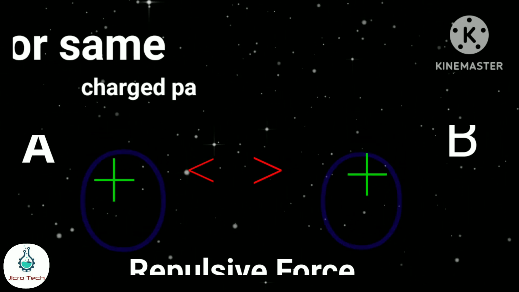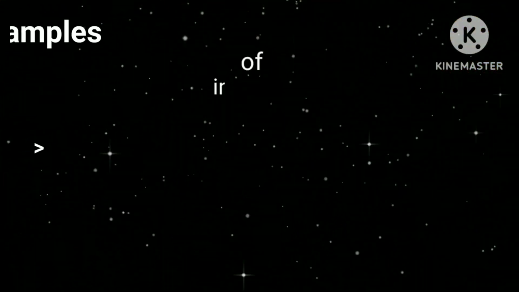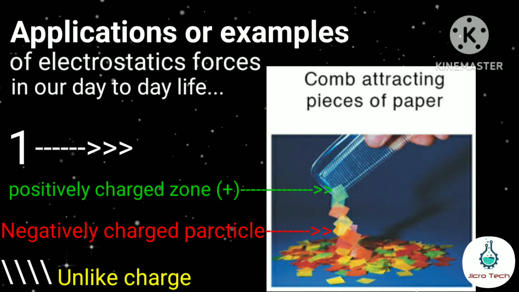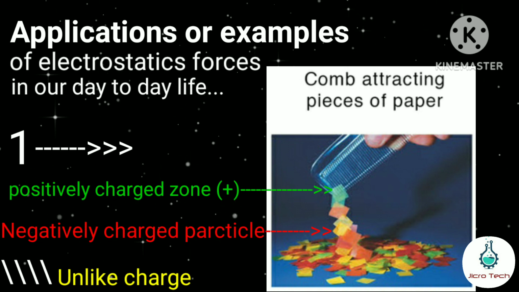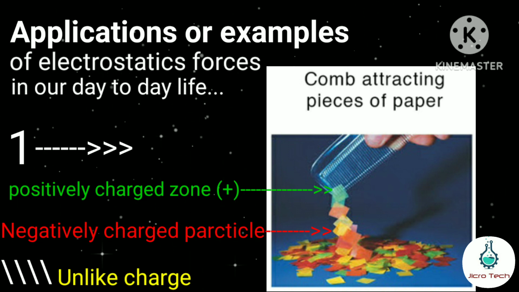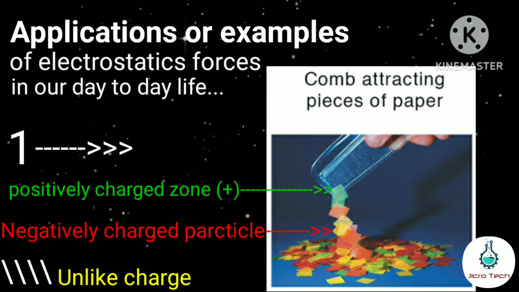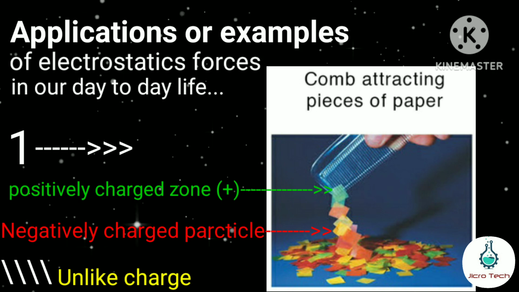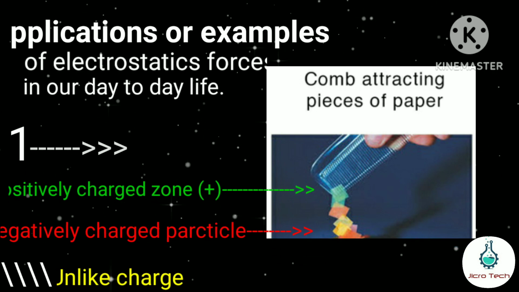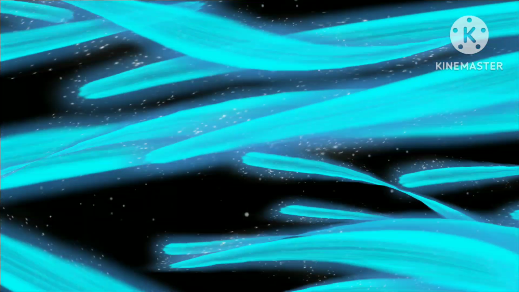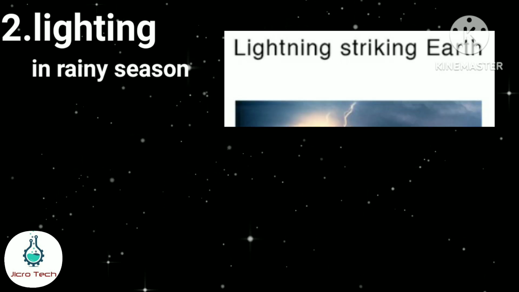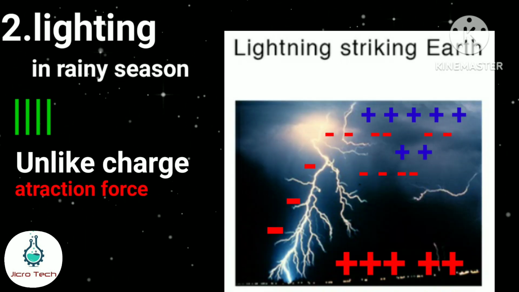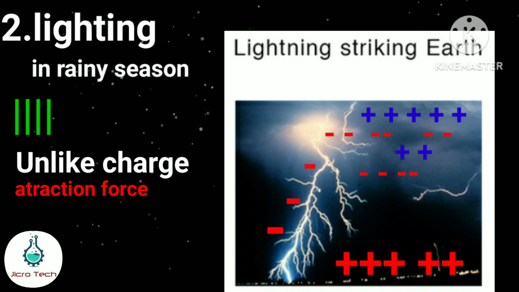Let's find out some applications and examples of electrostatic force in our day-to-day life. For example, a comb is placed beside some pieces of paper and it is getting attracted by the pieces of paper due to the following reasons you can see on the screen. Number 2, lightning in rainy season. Lightning in rainy season is also due to the electrostatic force.